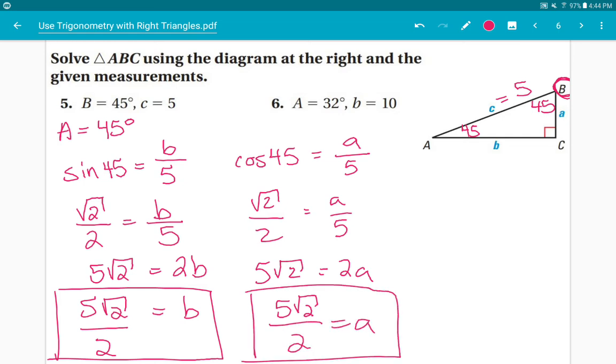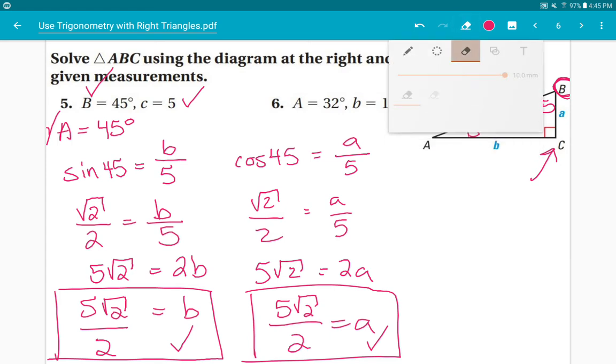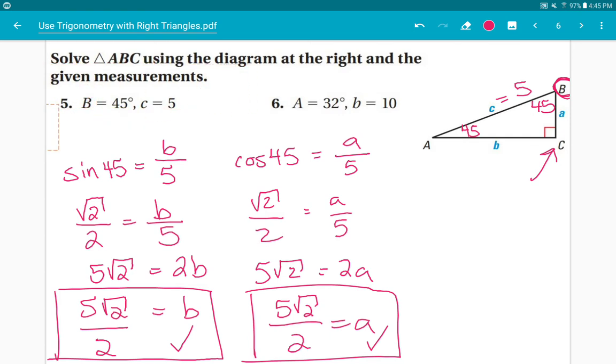So we have big B, big A, and we know C was a right angle here, so that's 3 angles. Then we have little c, little b, and little a. So we have the 3 sides and the 3 angles. Now let's go ahead and move on to the next one, and we're going to look at the second right triangle here, but it's going to have different measurements.